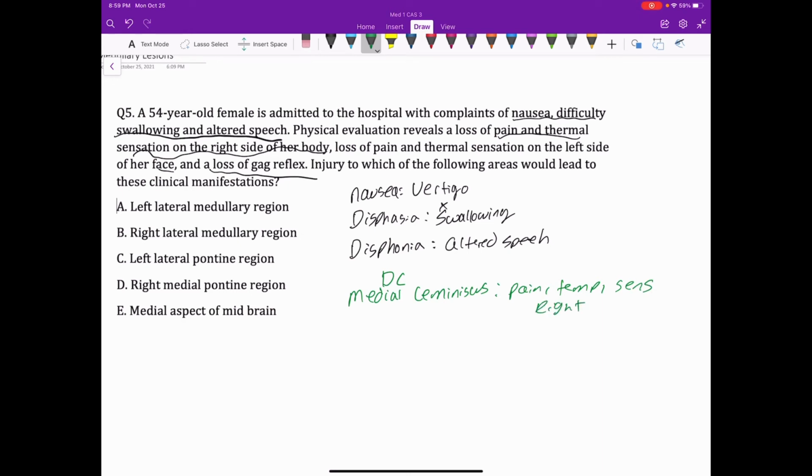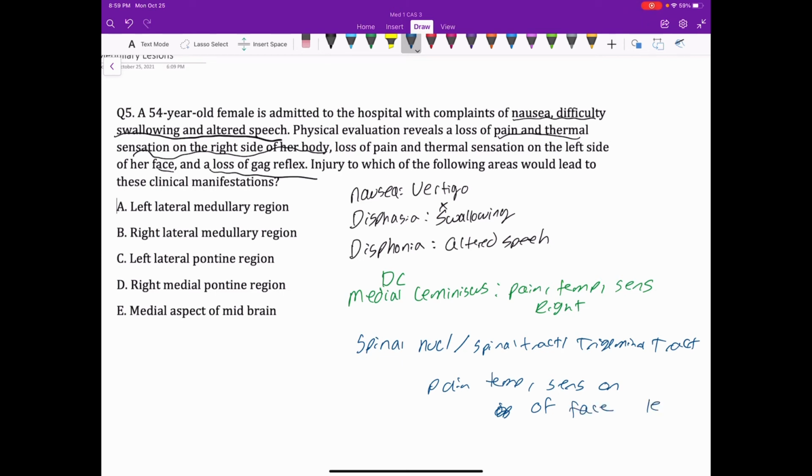It also says we have a loss of pain and thermal sensation on the left side of her face. So what pathway was this? Well, we said it was the spinal nucleus and spinal tract of the trigeminal. Remember this guy. And this was what? It was pain, temp, sense, right? Not ipsilateral, on the face. But she said it was on the left side, so it's going to be on the left side.